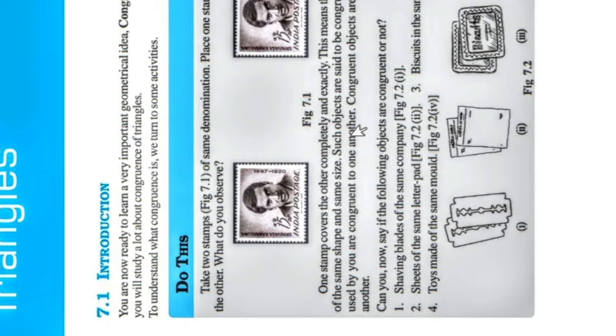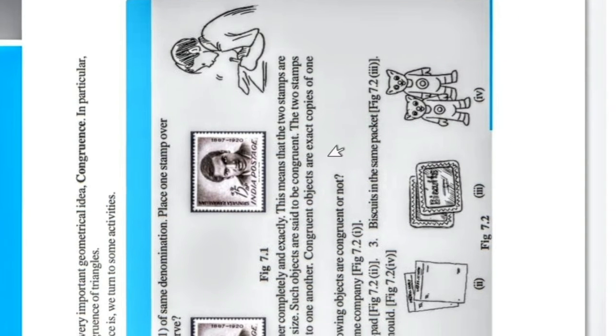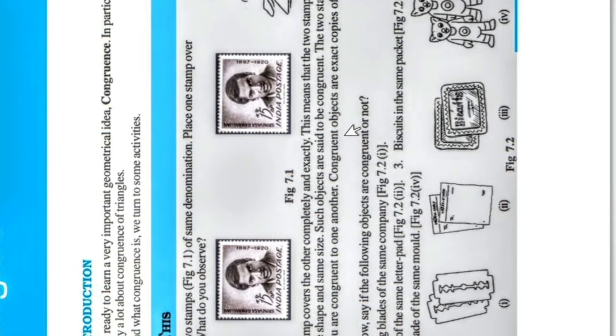This means that the two stamps are of the same shape and same size. Such objects are said to be congruent. If two objects are of the same shape and same size, they are said to be congruent. The two stamps used by you are congruent to one another. Congruent objects are exact copies of one another.